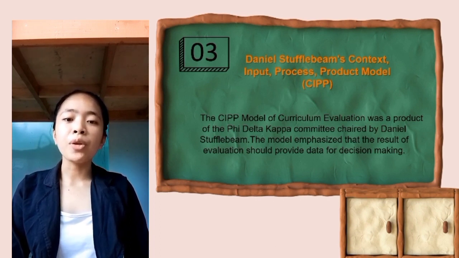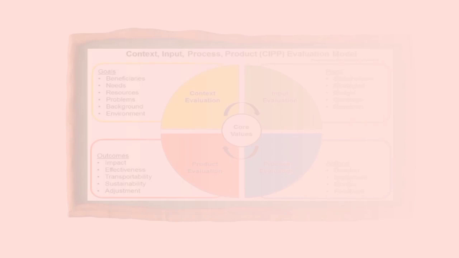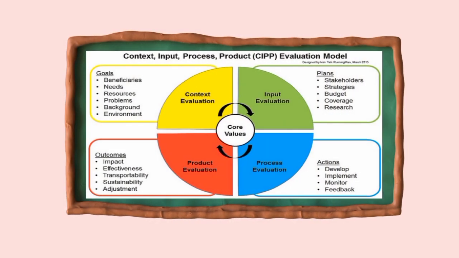So the context, input, process, product or CIPP model is an evaluation framework developed by Daniel L. Stufflebeam. It is commonly used in the field of educational evaluation, but can also be applied to other areas such as program evaluation and organizational development. The CIPP model provides a systematic approach to evaluating the effectiveness and efficiency of a program or intervention. So there are 4 stages of program operation.